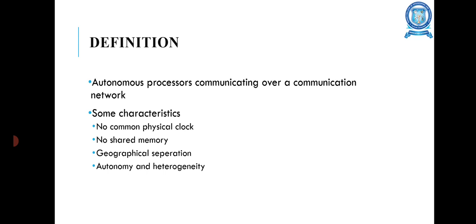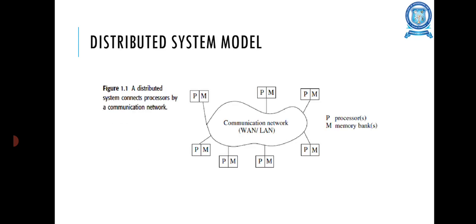In distributed memory, the memory cannot be shared by the individual devices. The next one is geographical separation. That means each system is independently connected and independently placed over geographical locations. The next one is autonomy and heterogeneity. These are some of the characteristics of the distributed system. Then next one is the distributed system model.